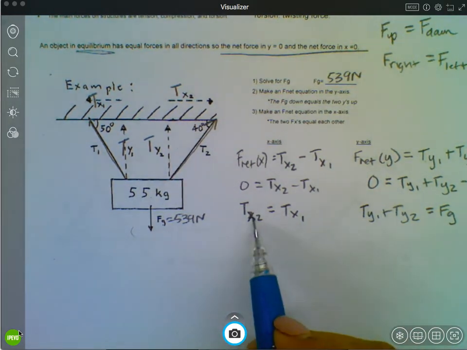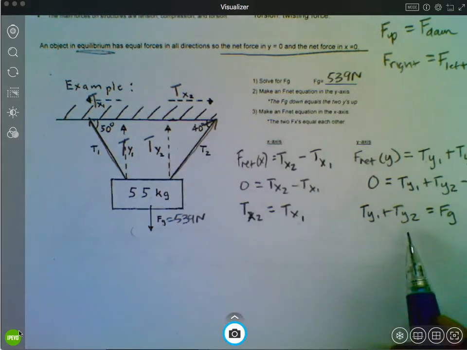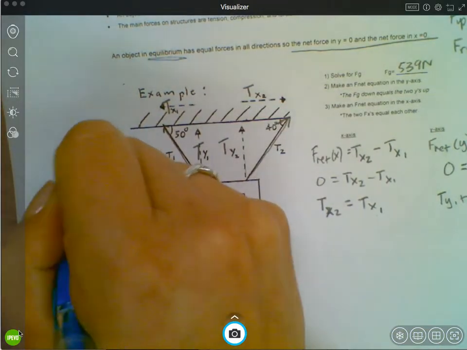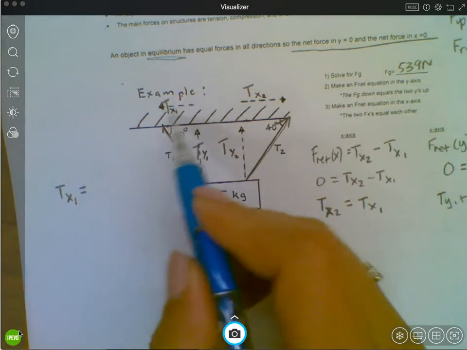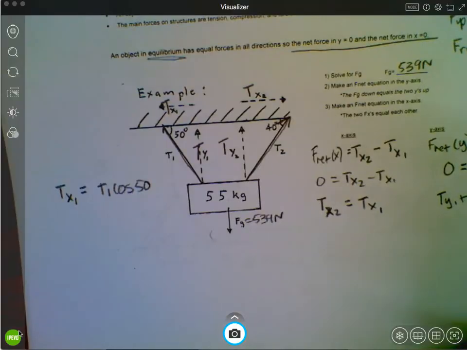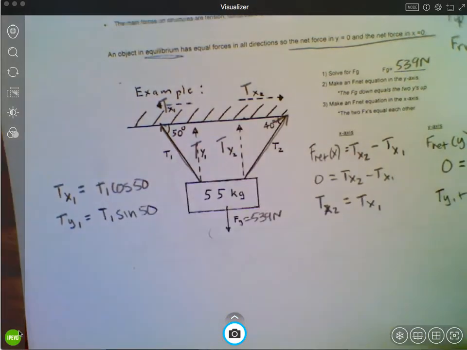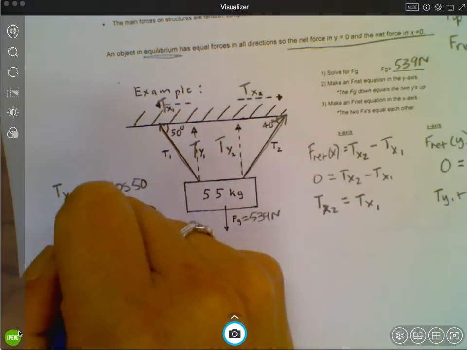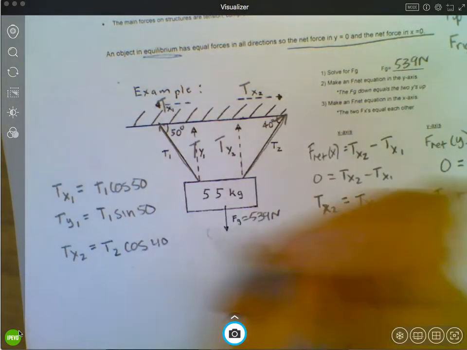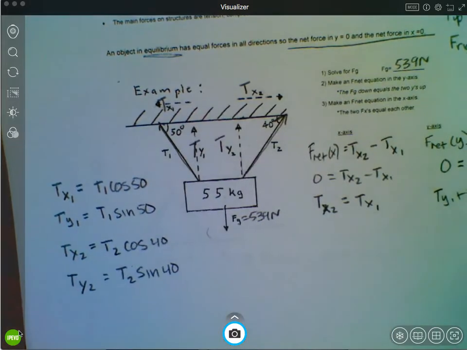So what we're going to do is write Tx2 in terms of T2, Tx1 in terms of T1, Ty1 in terms of T1, and Ty2 in terms of T2. So over here, I'm going to say Tx1 equals, and if I look at this triangle, that's the cosine, adjacent, equals T1 cosine 50. I'm going to say Ty1, which is this one, is T1 sine 50. I'm going to do the same thing for T2. I'm going to say Tx2 equals T2 cosine 40, and Ty2 equals T2 sine 40. Those are very important.